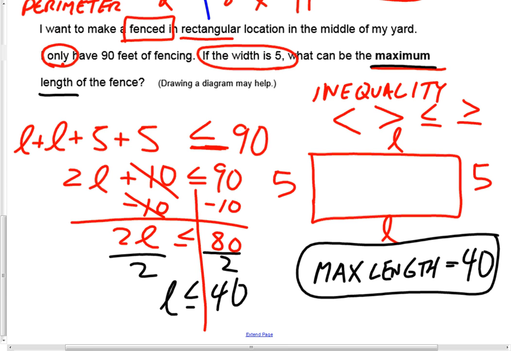Wait, so that's what we have to do for our weekend, right? That's it. What is the maximum length of the fence? Max length equals 40. Done.